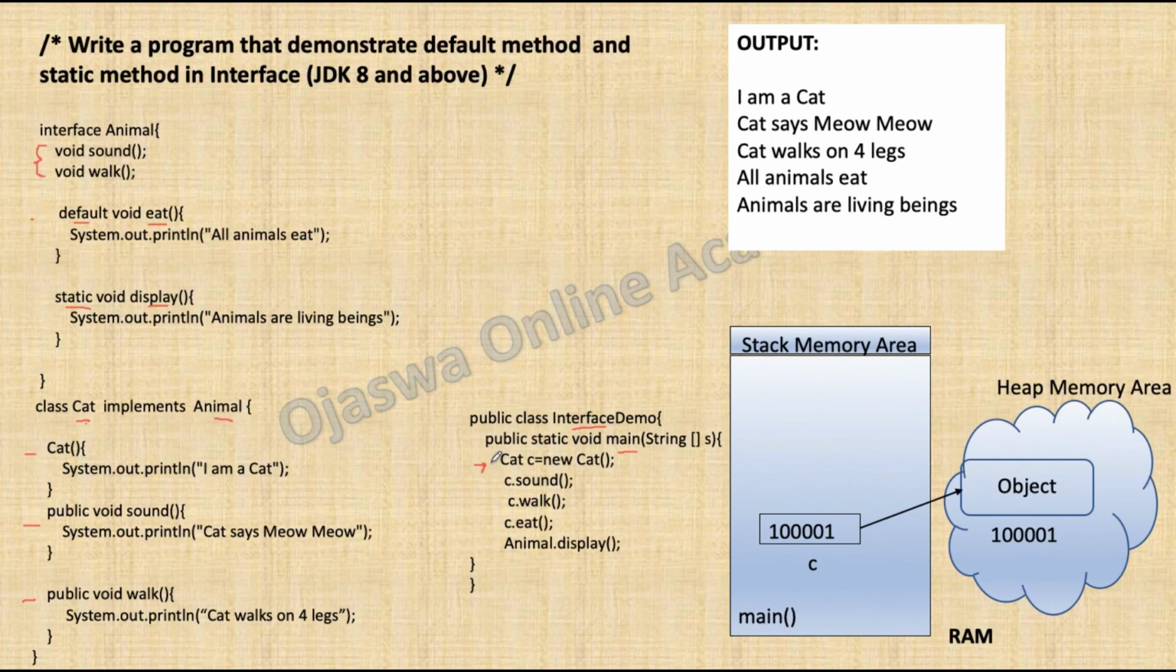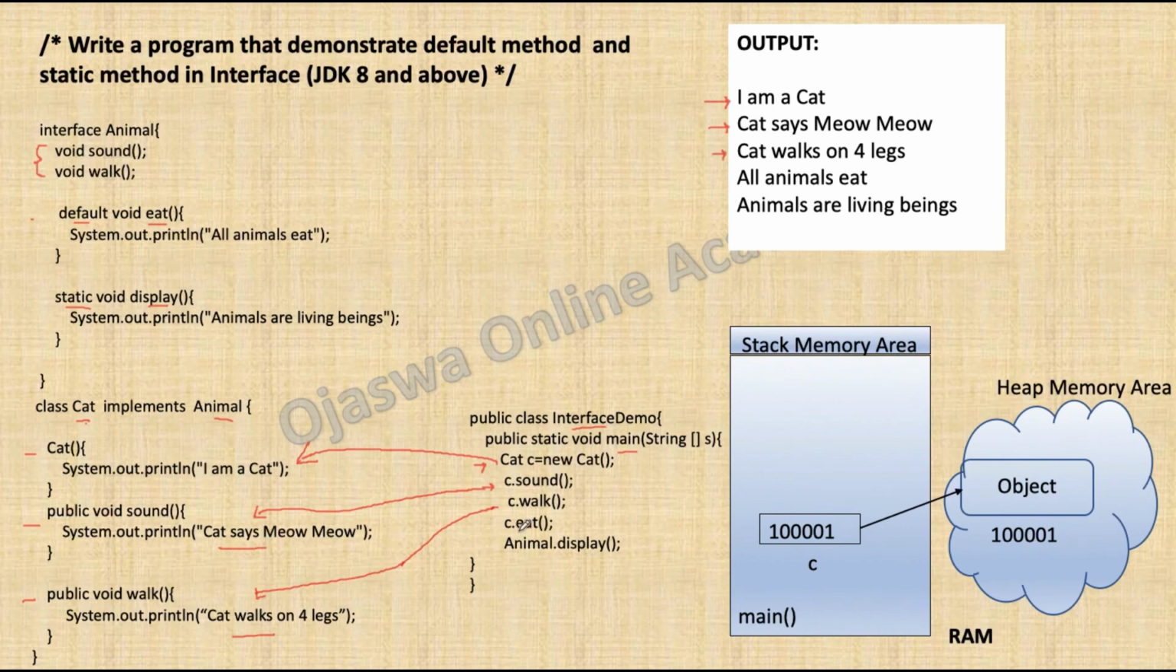As soon as the object is created, control of execution will go to the constructor definition and the statement "I am cat" will be printed to the console. So this is my first output. Then I have given a call to c.sound. Control of execution will go to the definition of the sound method inside the class Cat and the code inside will execute. "Cat says mew mew" will be printed to the console. Next is c.walk. Control of execution will go to the definition of the walk method inside class Cat, and the code inside will execute: "Cat walks on 4 legs".